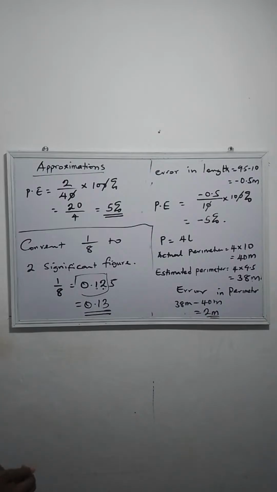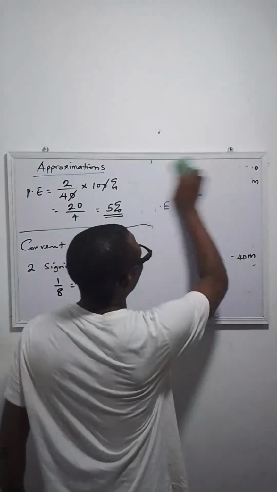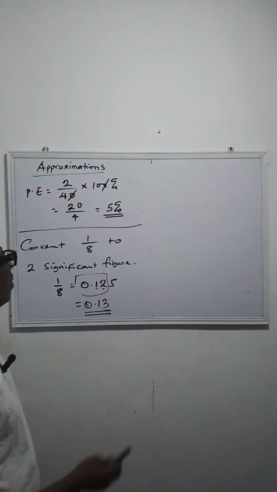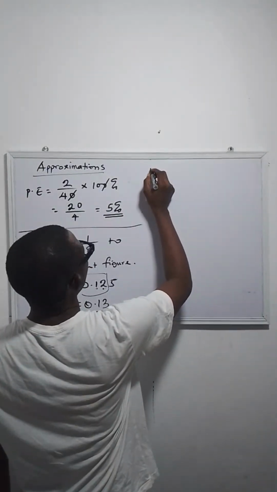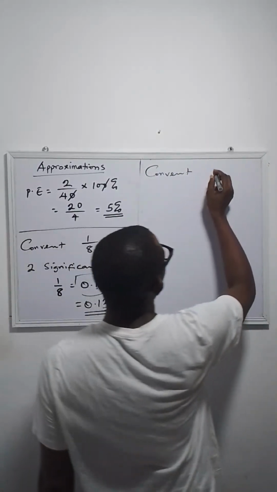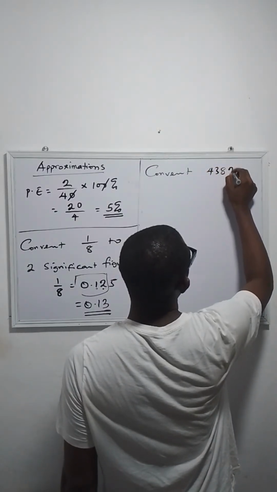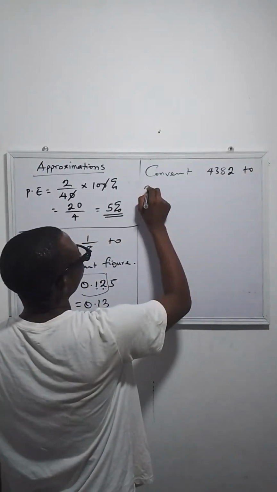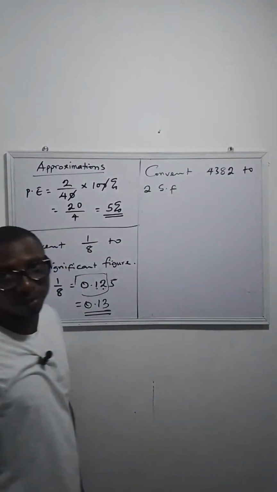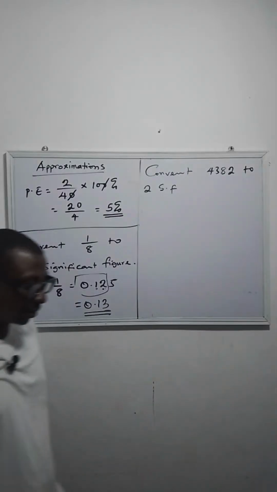All right. Now let me give you another one. Let's quickly do this to be sure that every one of you understands how to convert a number to significant figures. Convert 4382 to two significant figures. Can you see that? 4,382 to two significant figures.